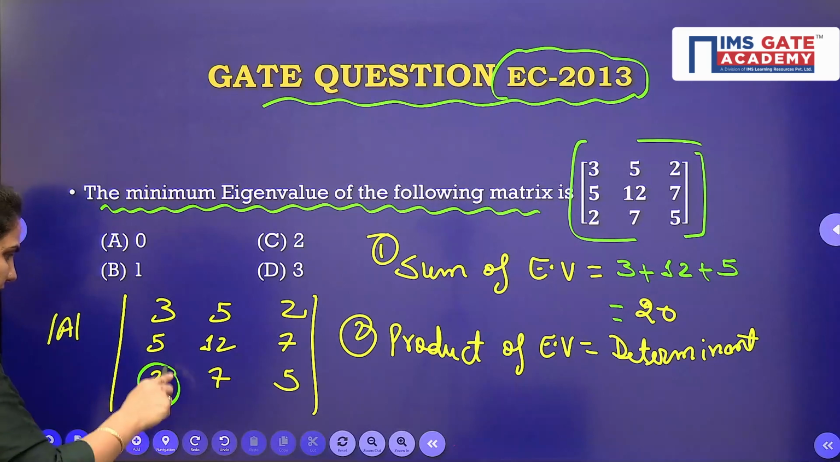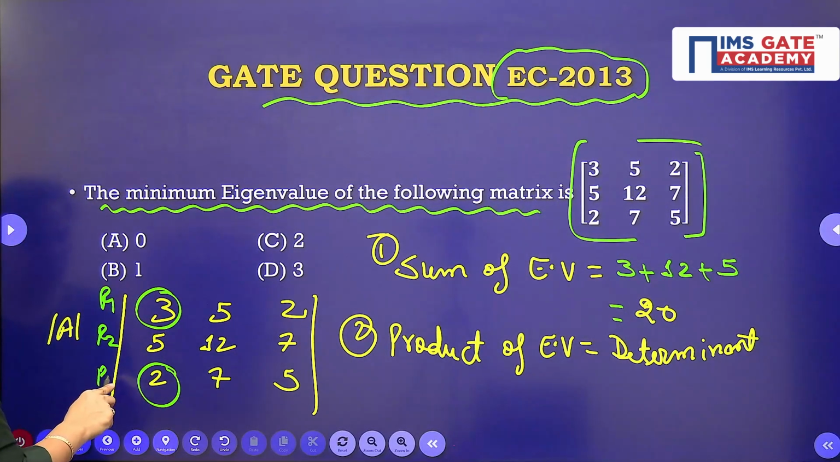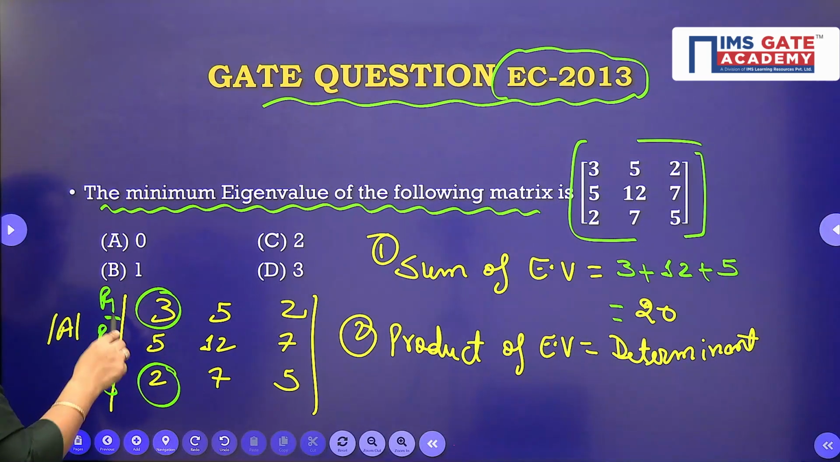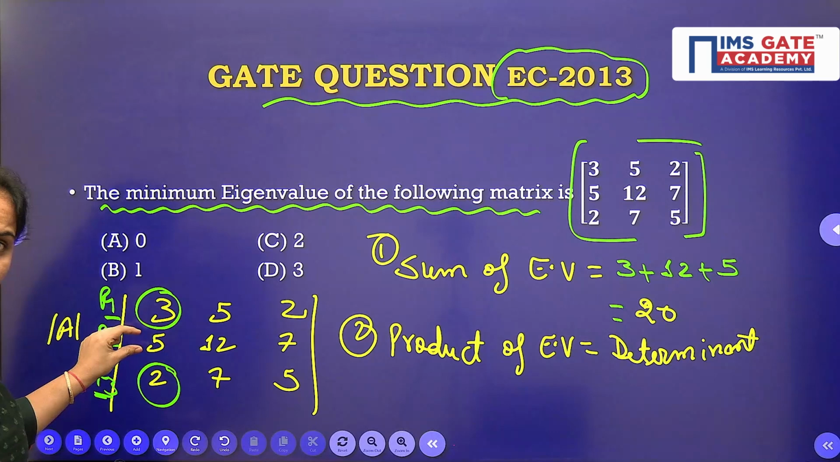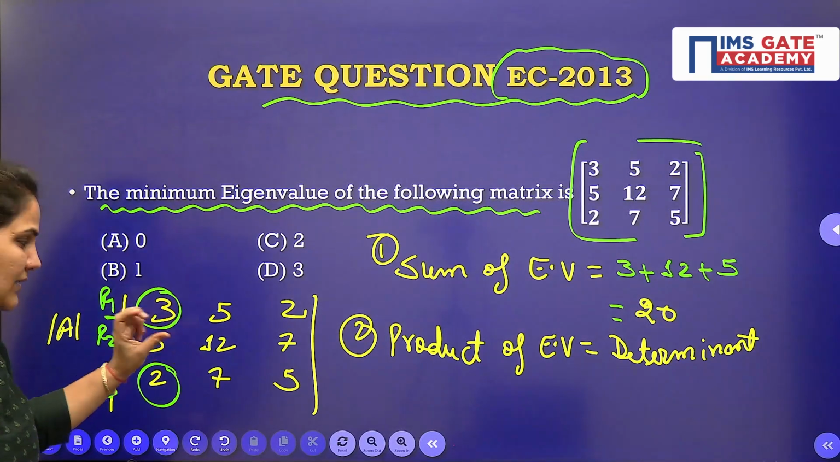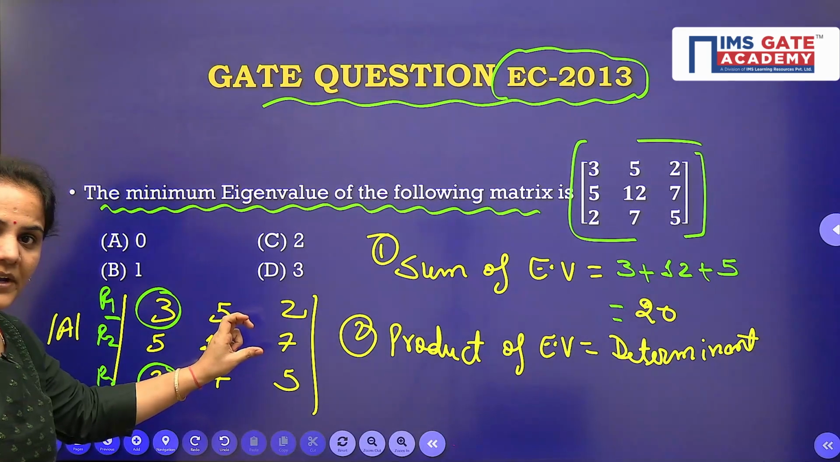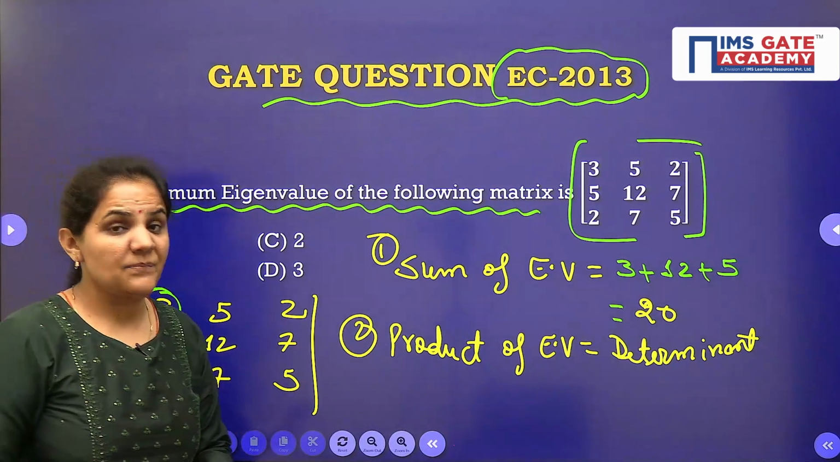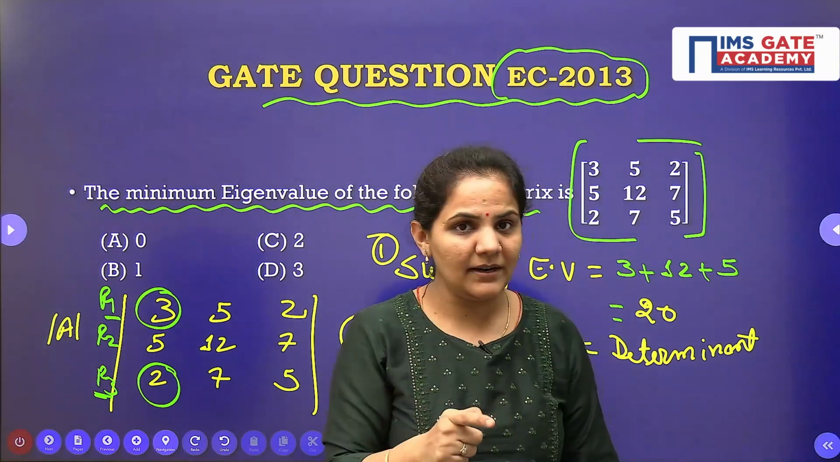This is row number 1, this is row number 2, and this is row number 3. If I add row 1 and row 3, I will get 3 plus 2, which is 5, the row number 2 element. 5 plus 7, which is 12, the row number 2 element. 2 plus 5, which is 7, the row number 2 element. And we know very well, if in a matrix any two rows or columns are identical, then the determinant is 0.